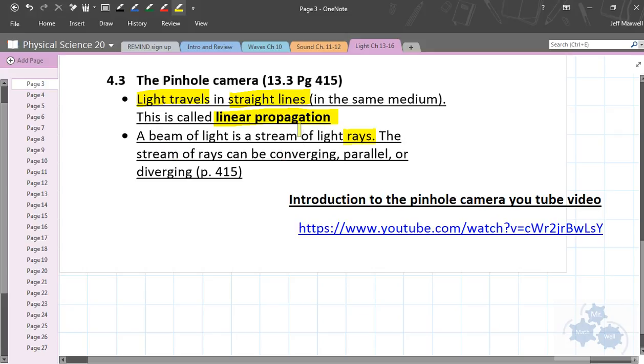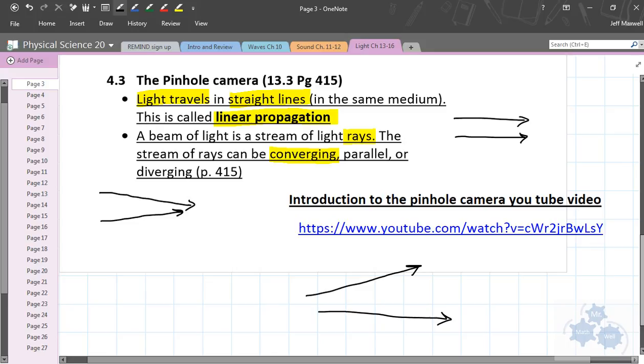The stream of rays can be converging, they can be parallel, or diverging. So in a beam of light, this stream can be converging, which means coming together. So converging means they can be traveling towards each other, like this. They can be parallel. You guys know what parallel is: traveling always the same distance apart from each other, never intersecting. Or diverging. Of course, diverging would mean that they would be traveling, again, in straight lines, but away from each other. So that's the difference there. Converging, parallel, and diverging.